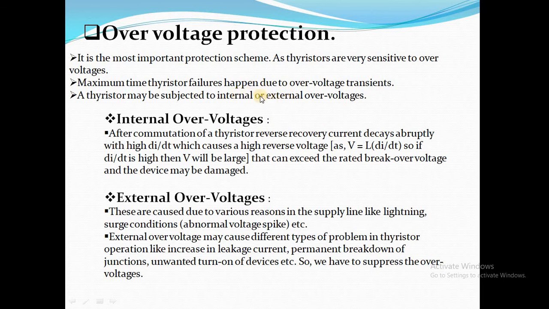There are two types of over voltage faults that occur during the operation of an SCR. The first one is internal over voltage. After commutation of a thyristor, the reverse recovery current decays abruptly with a high di by dt, which causes a high reverse voltage. So after commutation, the meaning of commutation here is the turn off process of the SCR or the thyristor.